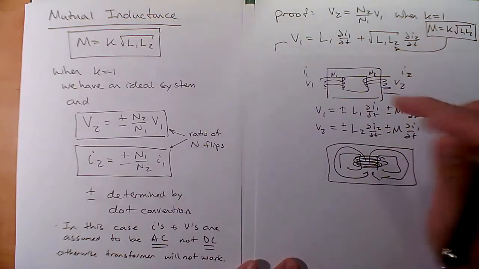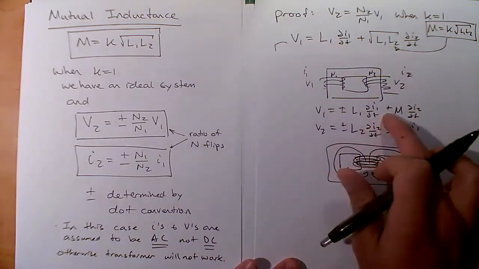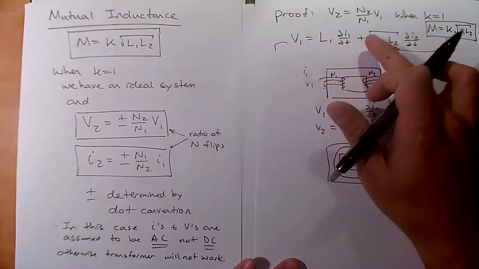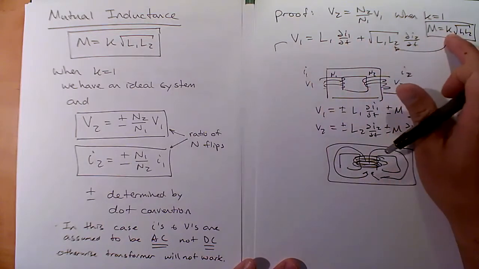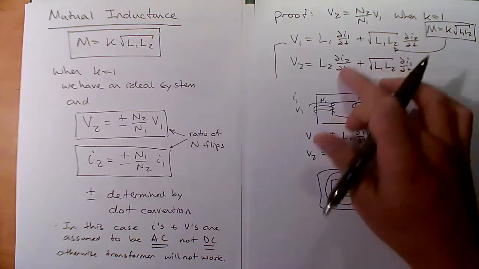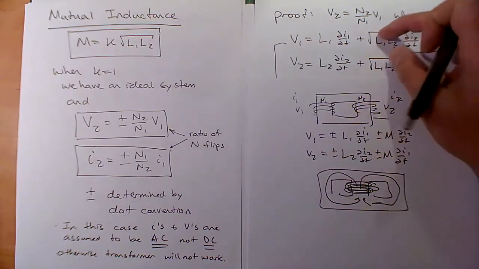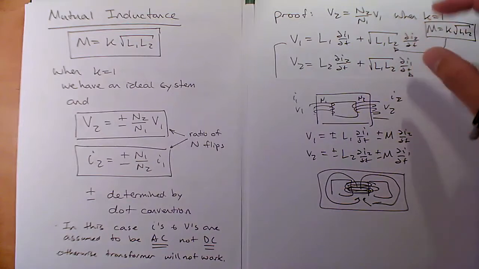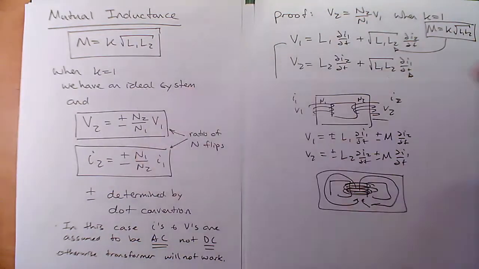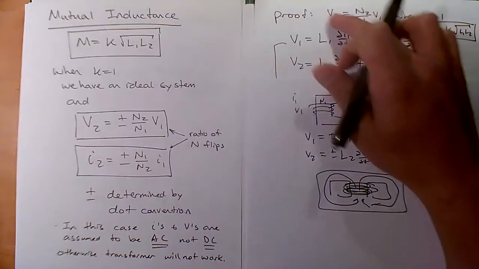And so what I'm going to do here is just take a positive case. So just assume all these are positive. And so I have V1 equals L1 DI1 DT plus M, which under ideal conditions is just the square root of L1 L2 times DI2 DT. And we're going to do the same thing here. Notice the mutual inductance is the same for both. And I want to see, can I reduce this down, play some algebra tricks, and get down to this? And the answer is yes. So let's just do the V first.